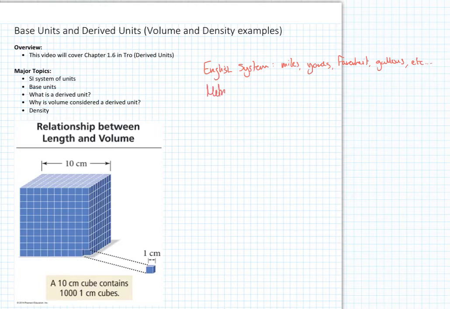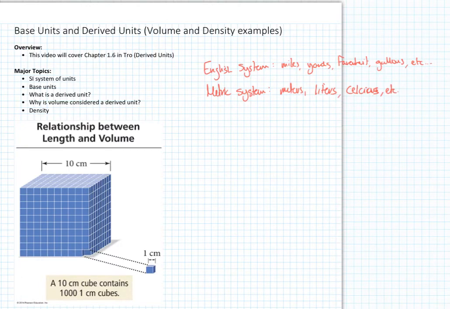And then we have the metric system. And that has things like meters, liters, Celsius, etc. Well, in science, we are going to use the metric system, and in fact, we use what's called the SI system, System International. I'm not French, so I'm not exactly sure how to pronounce that. But we use the SI system, which is based on the metric system, and pretty much all the measurements we're going to have in this class are going to be based on the metric system.